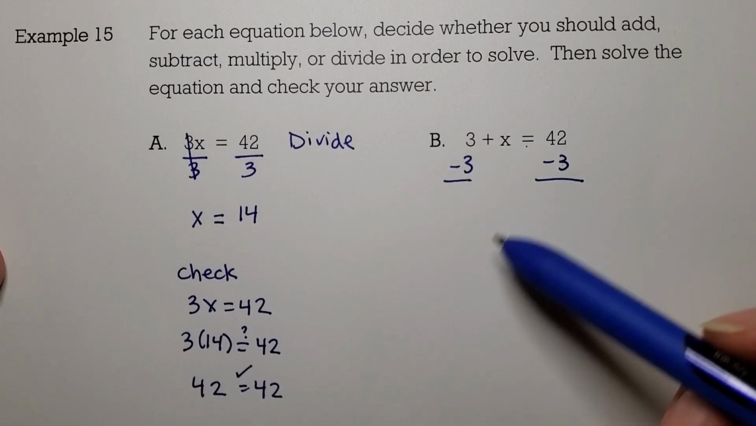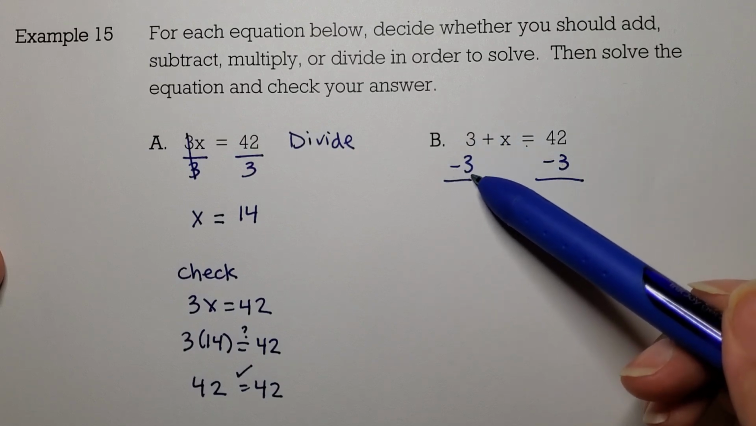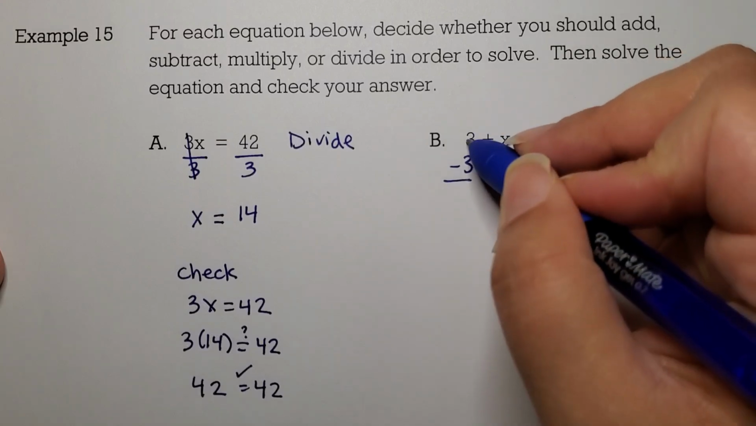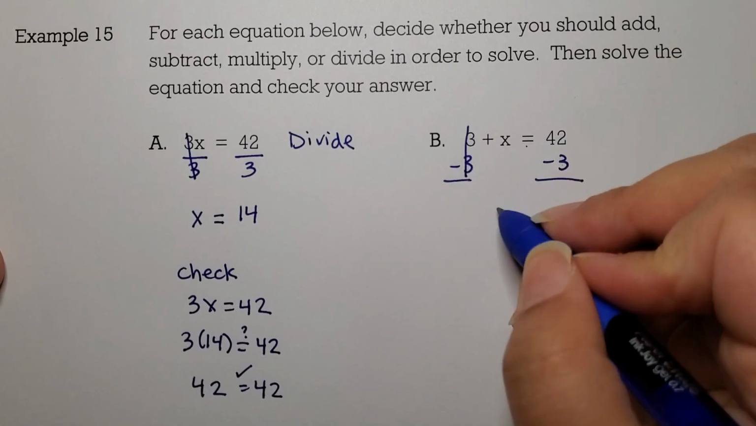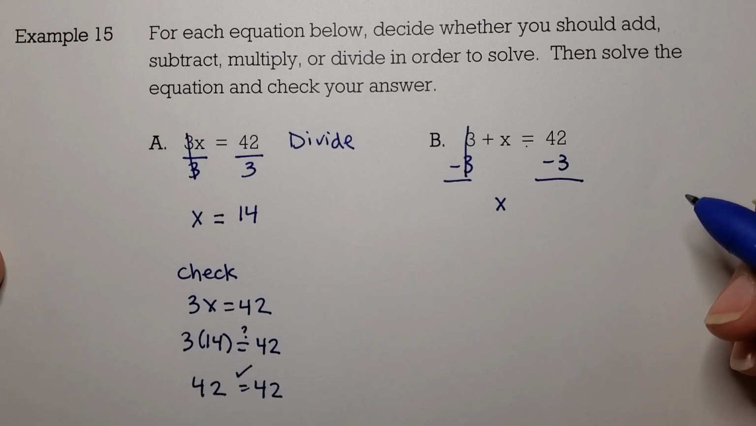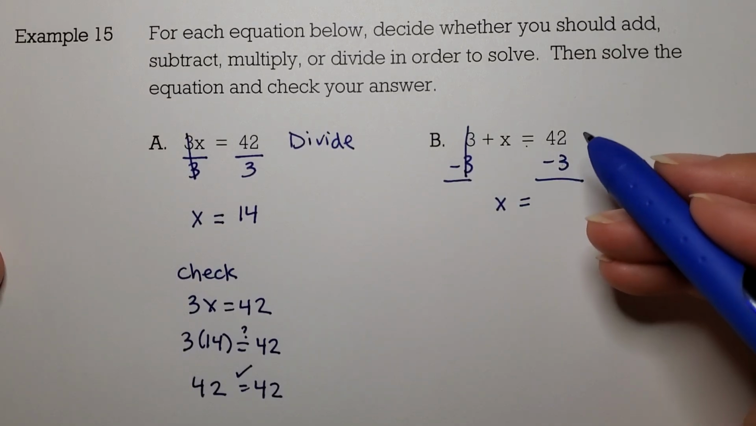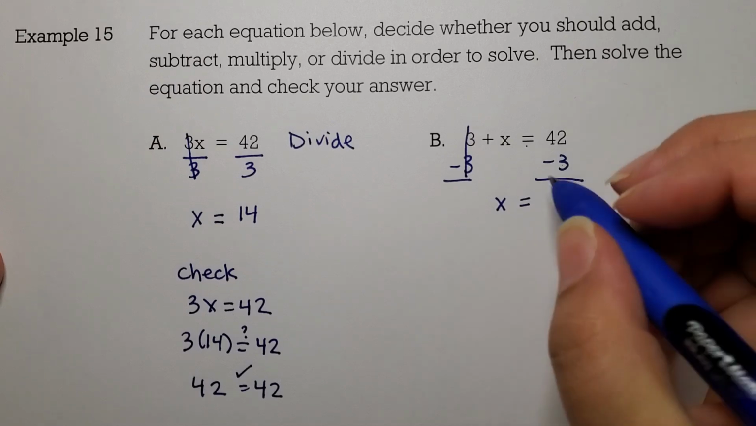The reason that this works is because 3 minus 3 is 0, and 0 plus anything is the anything. So those are going to cancel out, leaving me with just an x on the left. And I can count down this one. 42 minus 3 would be 41, 40, 39.